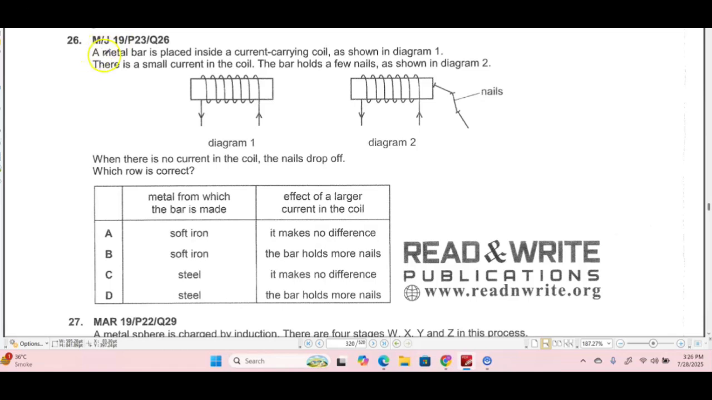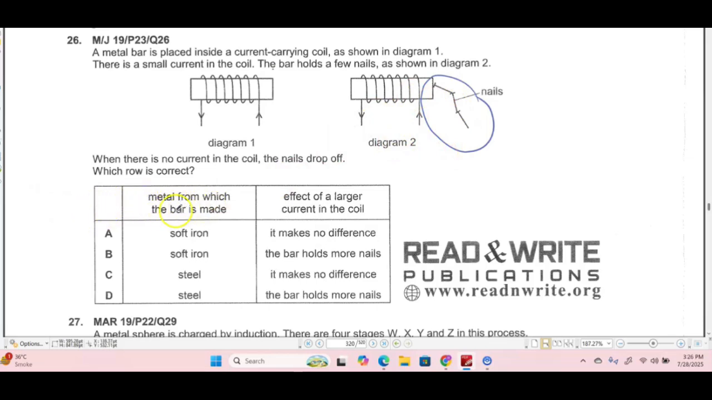Question number 26. A metal bar is placed inside a current carrying coil as shown in diagram 1. There is a small current in the coil. The bar holds a few nails as shown in the diagram. When there is no current in the coil, the nails drop off. Which row is correct? The nails drop off because they must be made with iron and they are not made with steel. And because iron is not a permanent magnetic material, they are going to fall down once the current is not there. Okay?